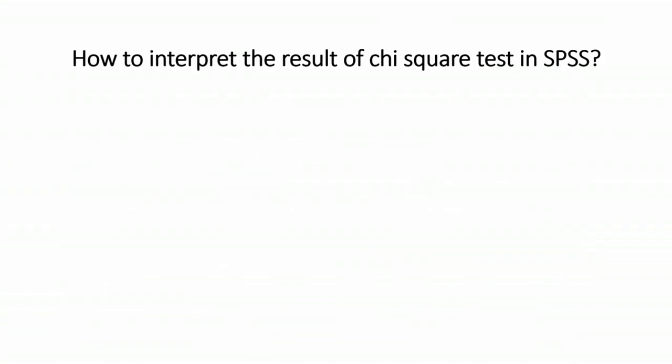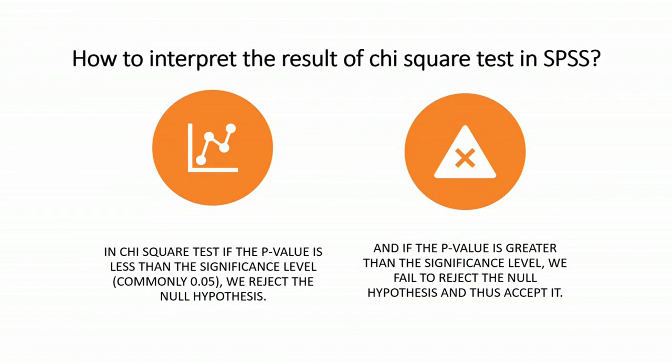So now let us see how to interpret the result of chi-square test in SPSS. In chi-square test, if the p-value is less than the significance level 0.05, we reject the null hypothesis. And if the p-value is greater than the significance level, we fail to reject the null hypothesis and thus accept it.